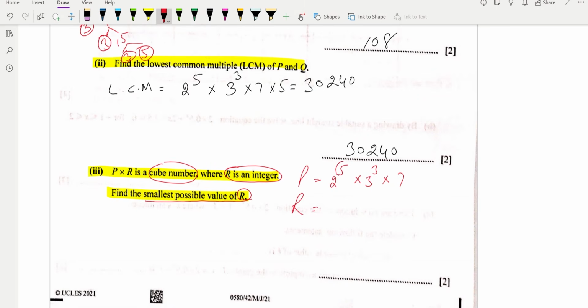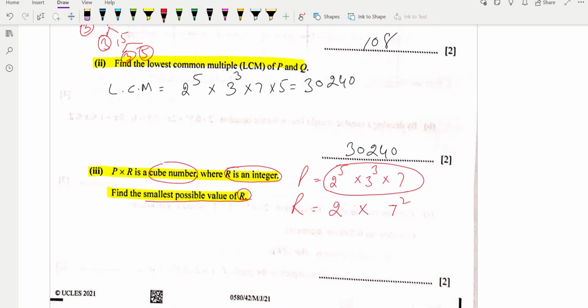We want to make this a cube number, for example 2 raised to 6. So the deficiency is 2. If we multiply 2 raised to 5 by 2, we will get 2 raised to 6. Similarly 3 raised to 3 is already a cube, and 7 raised to the power 2 we will multiply by 7 and we will get 7 raised to 3. So these are the two numbers which, if we multiply with this p, we will get a cube number.